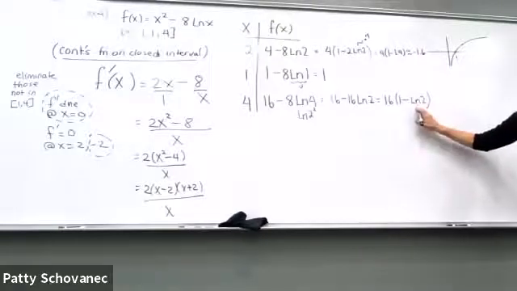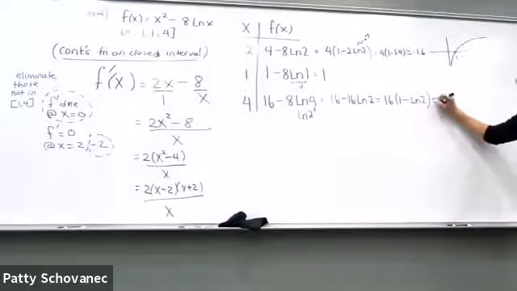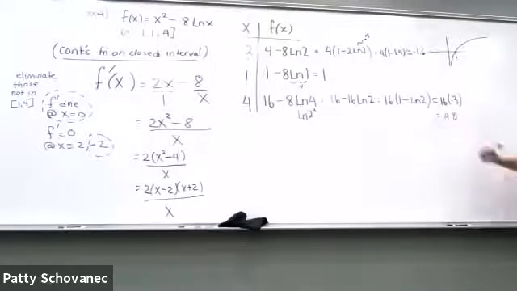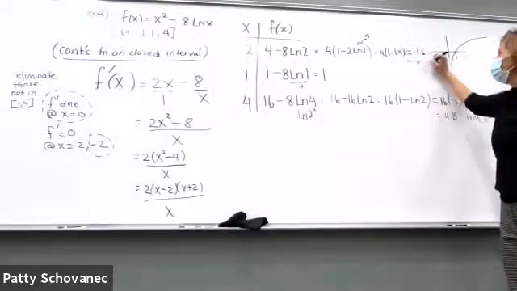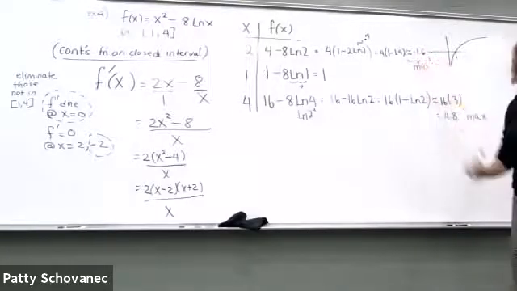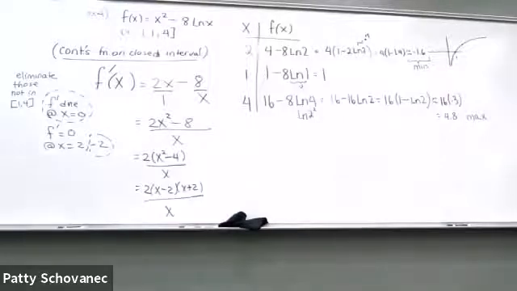This is going to be a positive number. As I said, natural log of 2 is about 0.7. So 1 minus 0.7 is roughly 0.3. So that's roughly equal to 4.8. So that one looks like the max. And this negative number here is the min. So are you aware that natural log of 2 is about 0.7?